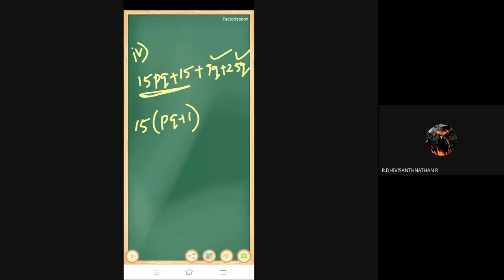Now see the next question. Suppose when we take the two terms, from these two, if you take 15 as common, PQ plus 1. And here you cannot take anything common. So in this case, you have to rearrange, children. How will you rearrange? You have to rearrange in such a manner to get the common term. So here you should pair this and this, and this and this, not the first two terms.